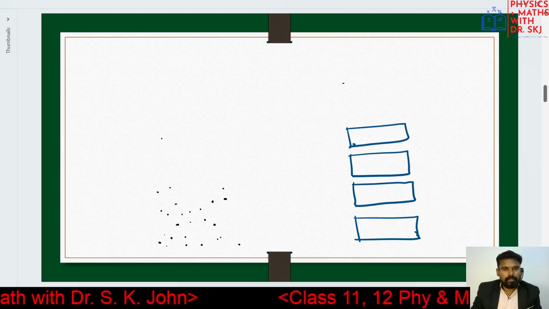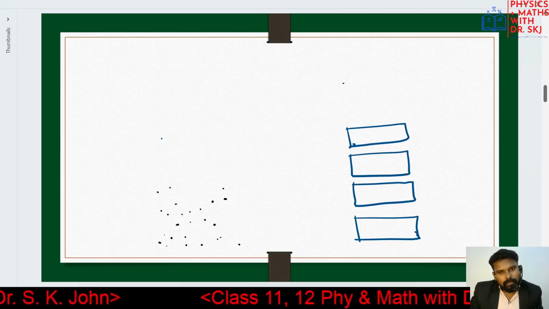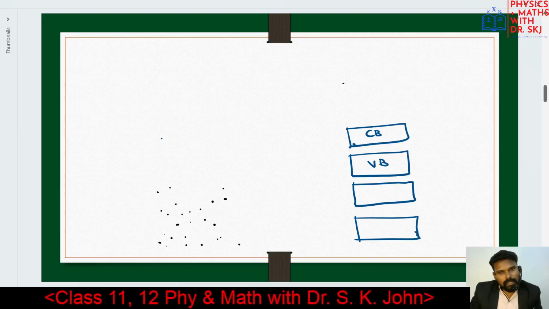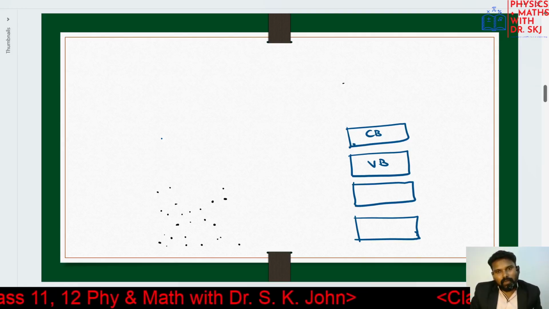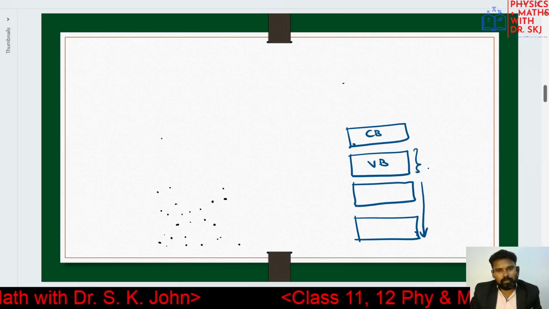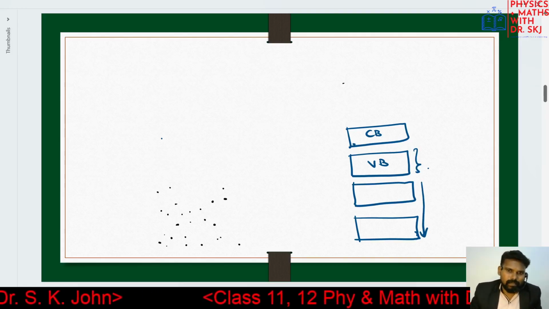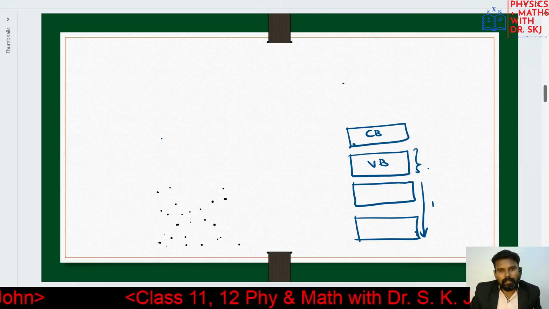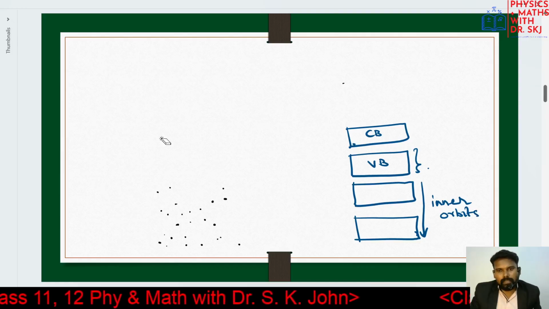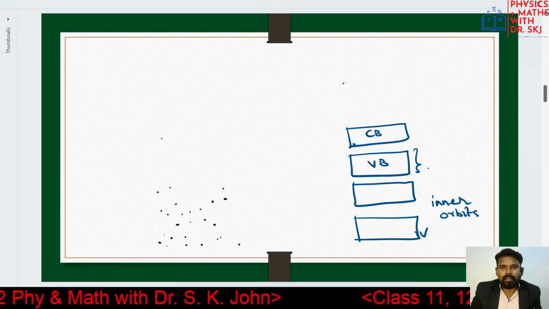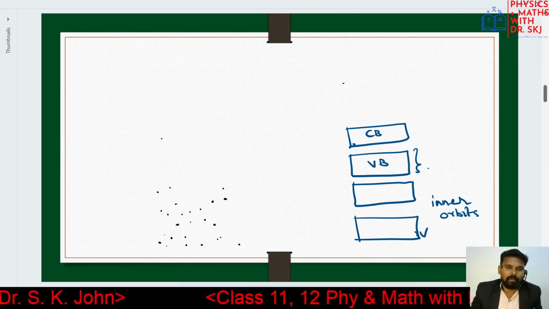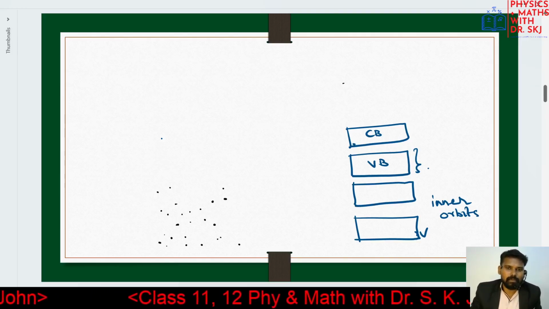Okay, lower orbit. So this is the valence band, and this is the conduction band. The valence band is the energy range of the valence electrons. The energy range of the electrons in the inner orbits will be less. And in the conduction band, the valence electrons which are free from the bonds are conduction electrons. They belong to the conduction band.